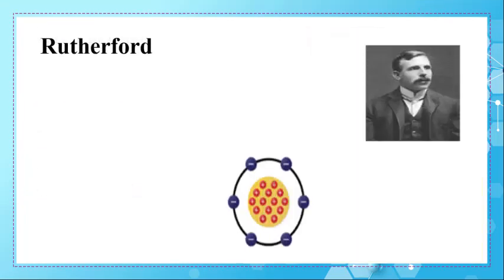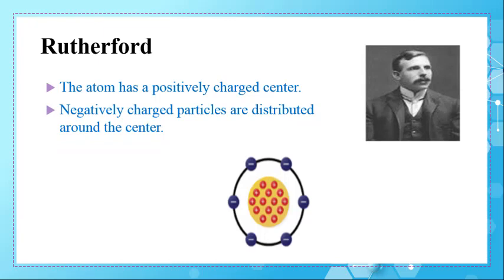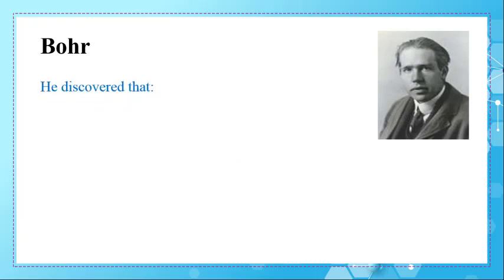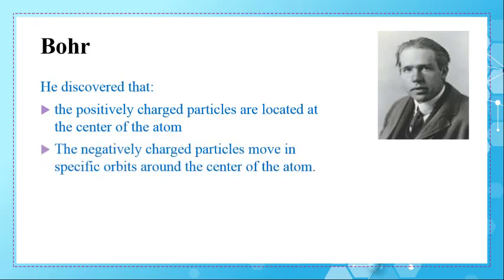Rutherford. Rutherford proposed that the atom has a positively charged center and the negatively charged particles are distributed around the center. Bohr discovered that the positively charged particles are located at the center of the atom, while the negatively charged particles move in specific orbits around the center of the atom.